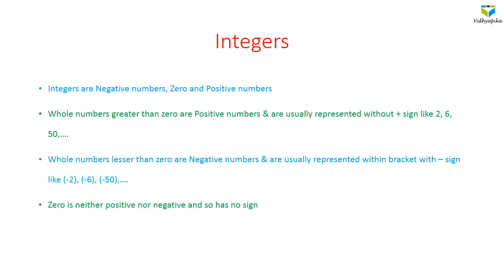What about the integer sign for 0? 0 is neither positive nor negative and so has no sign. In general, remember positive numbers are greater than 0 and negative numbers are less than 0.